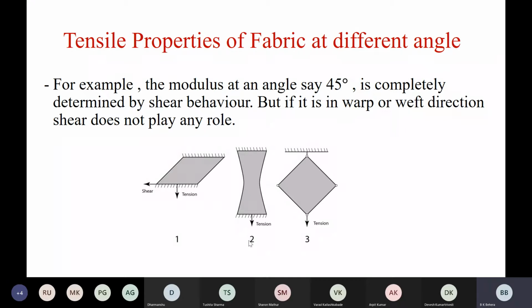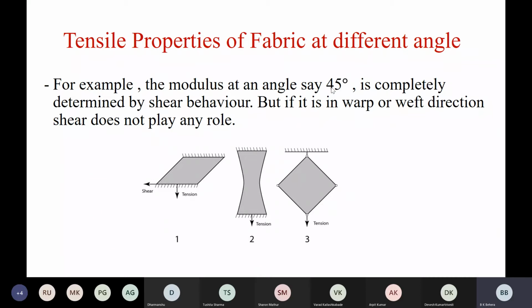This is the middle one, tension in just, let's say, warp direction. This is at an angle. Here it is at a certain angle. When the tension is applied at a certain angle, let's say tangentially for example here, then there is a shear force involved. In this case, there is no shear force. So that is what is written here.